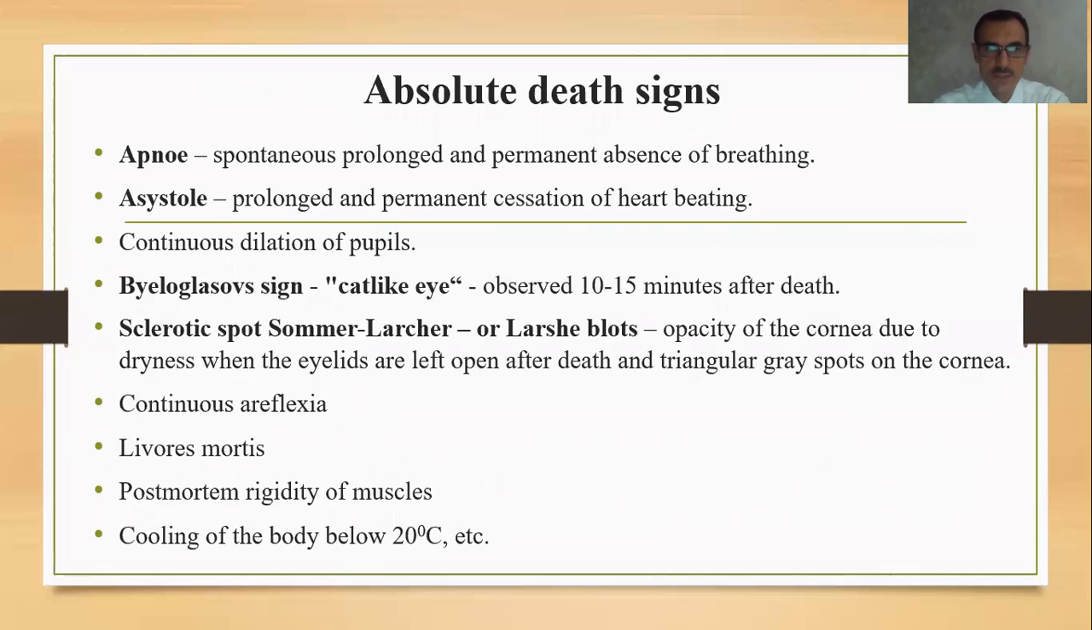And absolute death signs. First, apnoea, a spontaneous, prolonged, and permanent absence of breathing. Asystole, the prolonged and permanent cessation of heart beating. Continuous dilation of pupils. Beloglazov's sign, or the cat-like eye, that is observed 10-15 minutes after death. Then sclerotic spots, the opacity of the cornea due to dryness when the eyelids are left open after death, and triangular gray spots on the cornea. Then continuous areflexia, livor mortis, postmortem rigidity of muscles, and cooling of the body below 20 degrees Celsius, and etc.